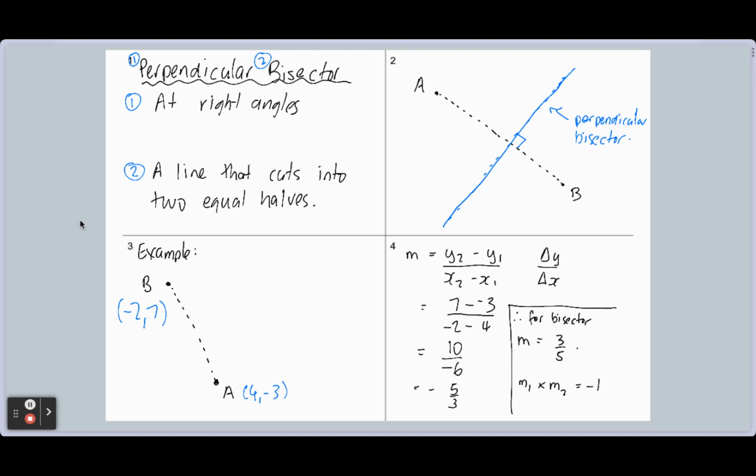Now, it's a perpendicular bisector. Sorry, I put the emphasis on the wrong thing then. It's a perpendicular bisector. We've just used the perpendicular fact. Now we're going to use the bisector fact. So if it cuts it in half, we need to find this point here, the middle point, or the midpoint, that's actually what it's called. So if we find out the midpoint here, we're good to go.